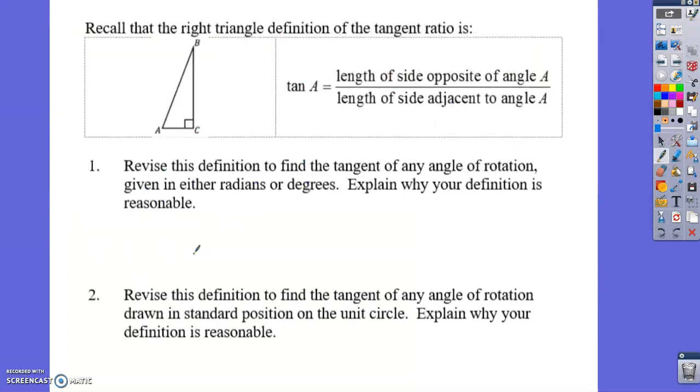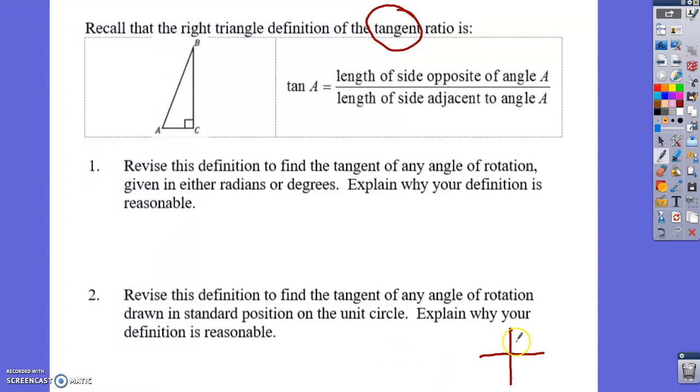All right. For those of you who were in class on Friday, this is a recap. So you don't need to take very good notes, but if you were not in class on Friday, we're going to get started with what we were talking about. So we're moving into defining what tangent is. Tangent we know is opposite over adjacent. We're going to find the degree of any angle of rotation, either in degrees or radians. Explain why your definition is reasonable. And then we're going to put it on the unit circle next.